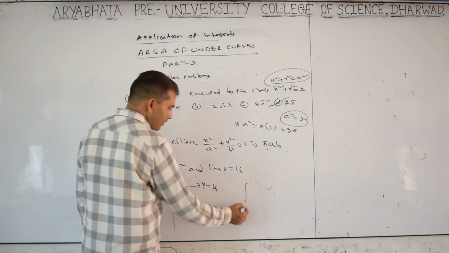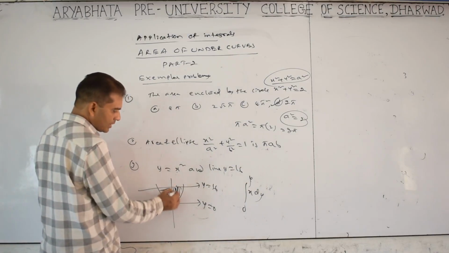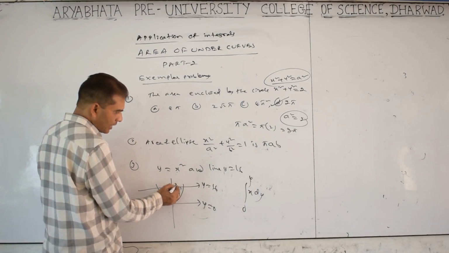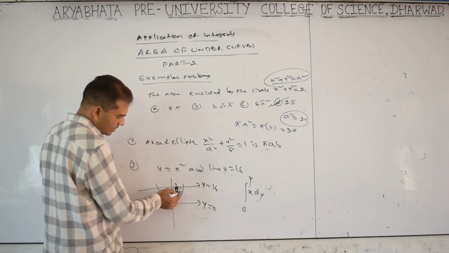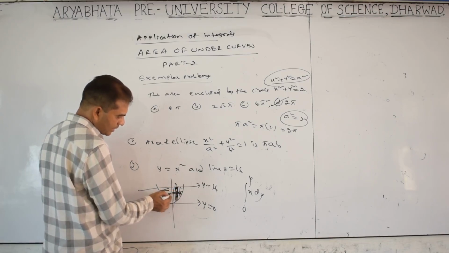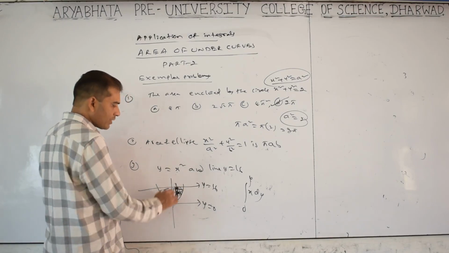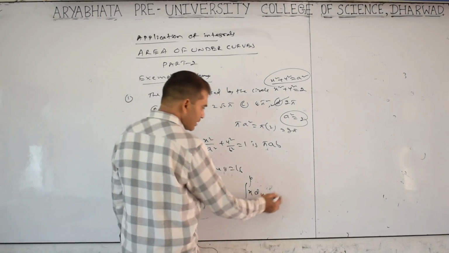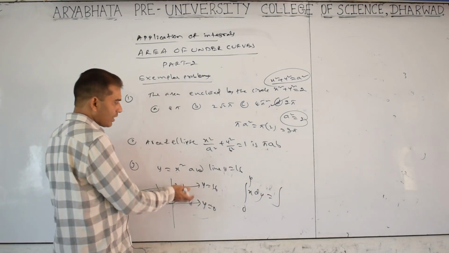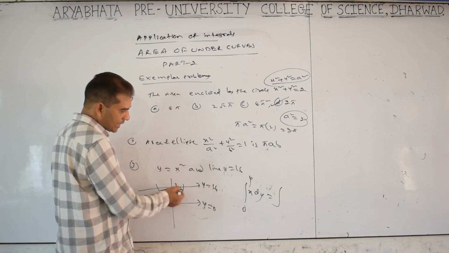the y limits, integration from 0 to y of x dy. If you take small horizontal steps here, this is y, and this is the small dy. Since we already have the limits y = 0 and y = 16, that's why I am doing it this way. The horizontal step is x dy.